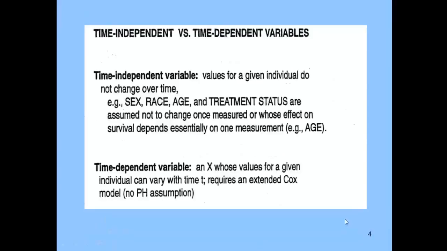So we're going to be assuming everything's time independent. So that's the model. And here's what I say. Time independent variable: values for a given individual do not change over time. Time dependent variable: an X whose values for a given individual can vary with time t, and requires an extended Cox model, which doesn't satisfy the PH assumption. Now again, as I said, age might be considered, even though it changes, only at the start of the study, when somebody enters the study, and that may be all you need to do a good analysis, and then you're assuming age is time independent. If you don't want to assume that, then you're going to wind up having to do an extended Cox model, which is a little bit more complicated, or it's just an extension.